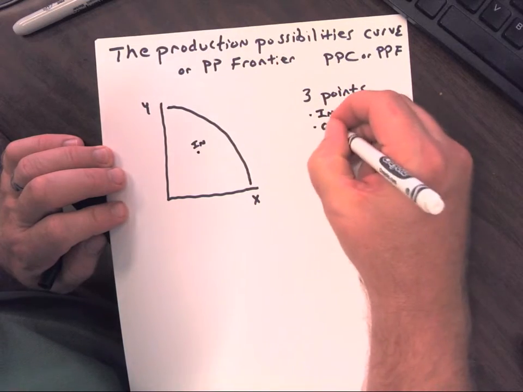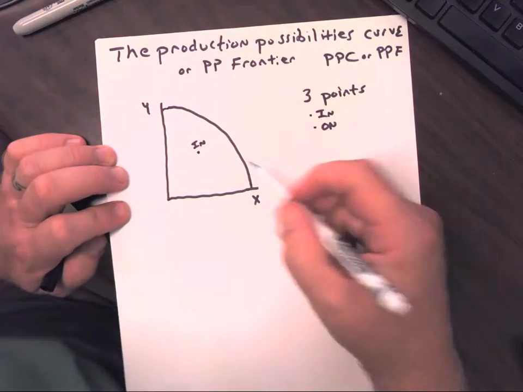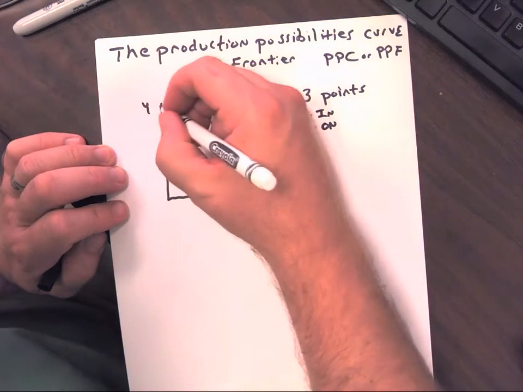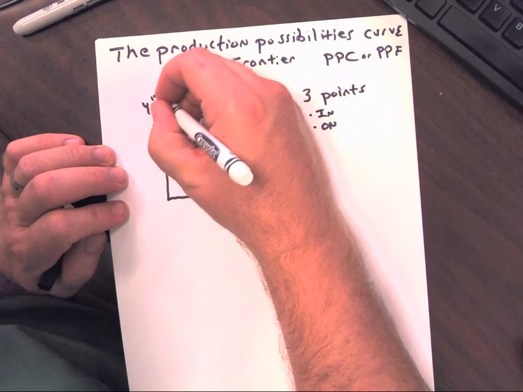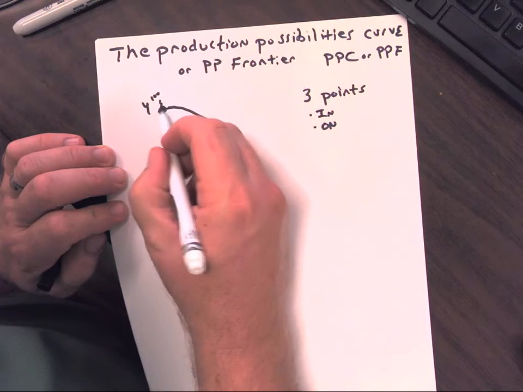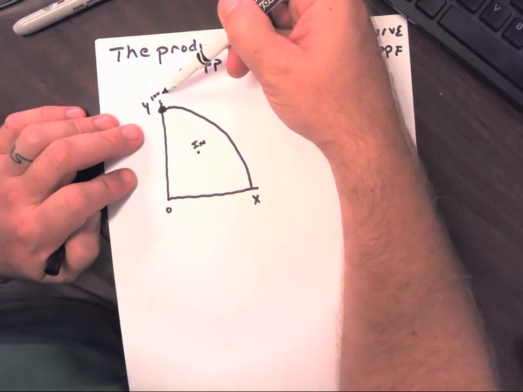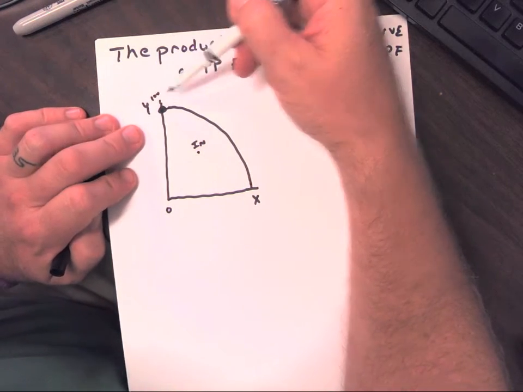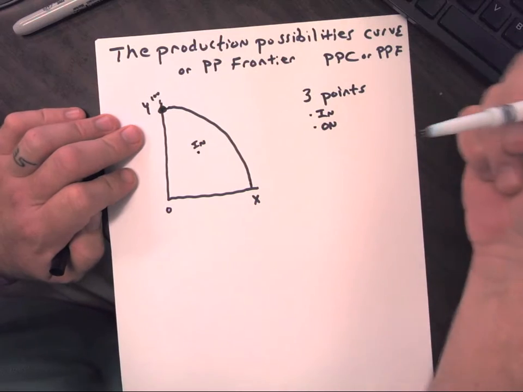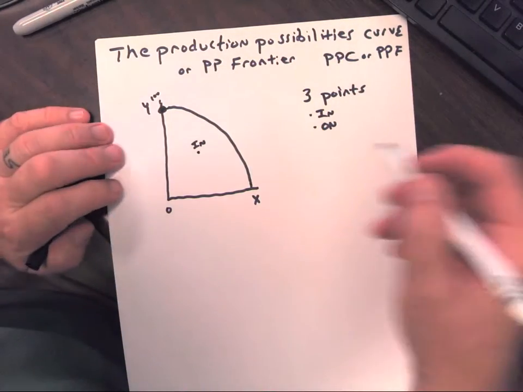The next point is going to be on the curve. So any point that is on this curve means that we're operating at efficiency. So if we had, say, 100 of this, and we operated right here, this is actually a point on the curve, and it's efficient. It doesn't make a lot of sense that we make all of product Y and 0 product X, but we could if we wanted to. Say you're a command economy, and needed to switch your production real quickly, something like that.